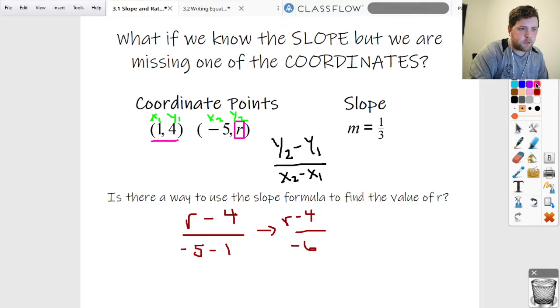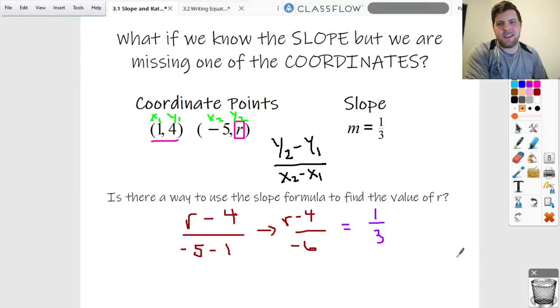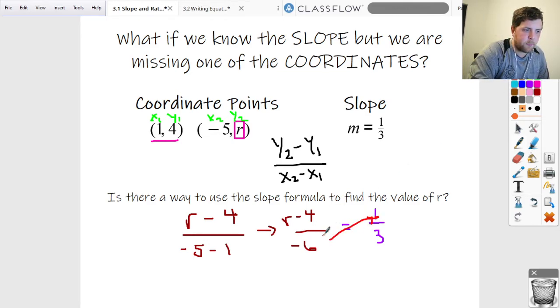Now my slope is 1/3, so it's equal to 1/3. The easiest way to do this, which you might have heard of before, is to cross multiply. I'm going to multiply this times this. So -6 times 1, which will give me -6, equals 3 times r minus 4.